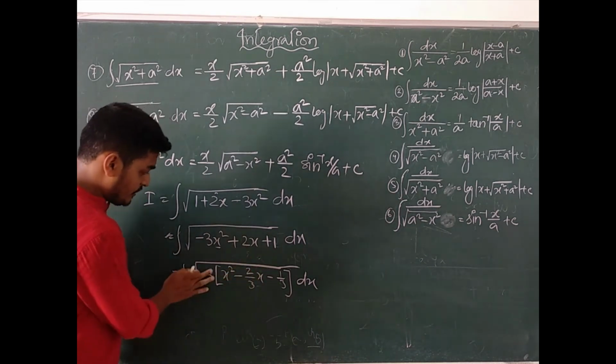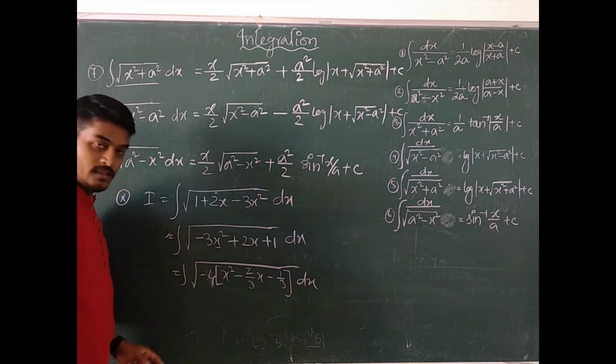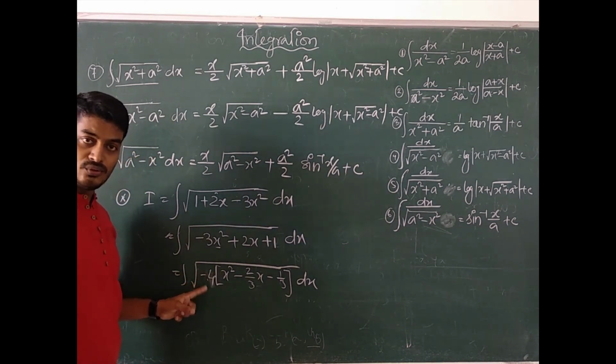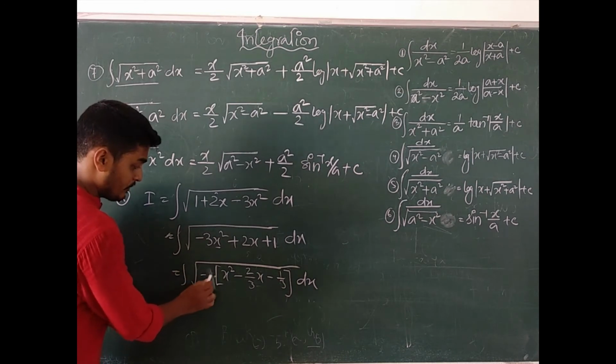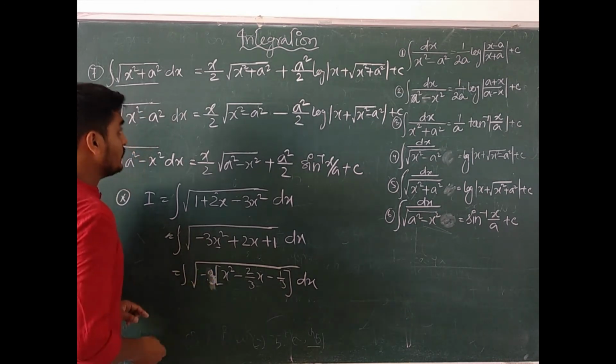Now look, if this one is 4 suppose, then what is the square root of 4? 2. So you can easily take out 2 from the square root. But here what is there? 3. So what we will do in the next step?